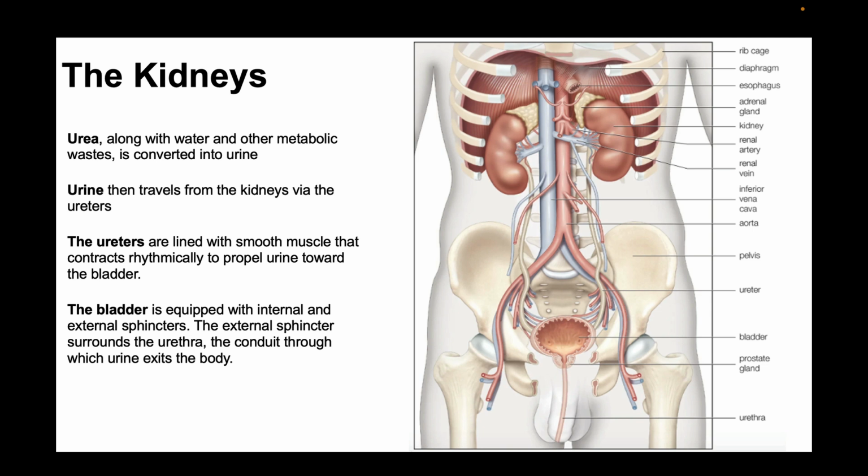The bladder stores urine until it reaches a certain volume, typically around 500 milliliters, at which point it signals the brain to initiate urination. To prevent involuntary leakage, the bladder is equipped with internal and external sphincters. The external sphincter surrounds the urethra, the conduit through which urine exits the body.